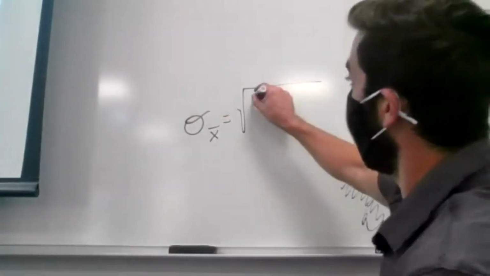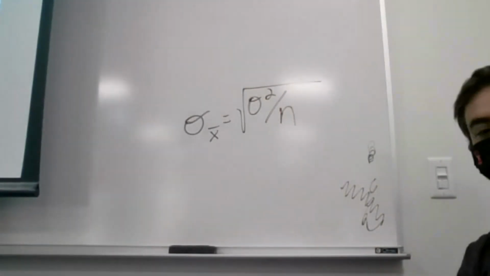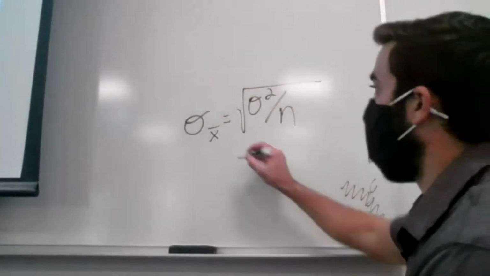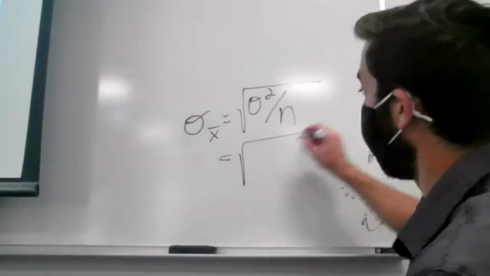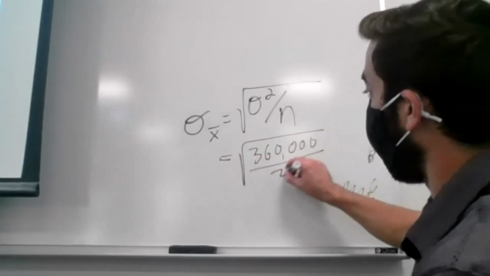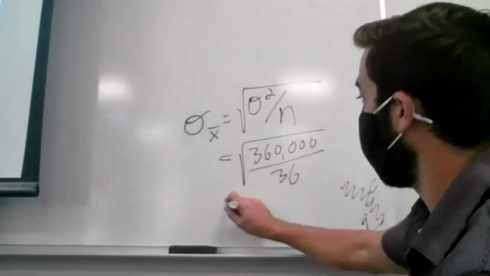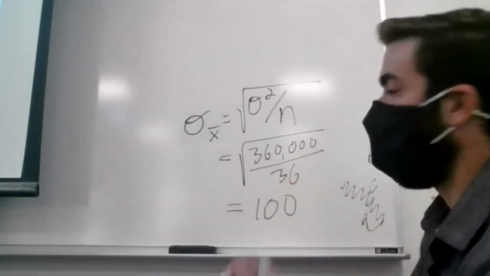Should just be the square root of my population variance over my sample size. Okay? So if I was thinking about the example that I just had, this was the square root of 360,000, and I sampled 36 births, right? If I enter this in my calculator, I should get 100.